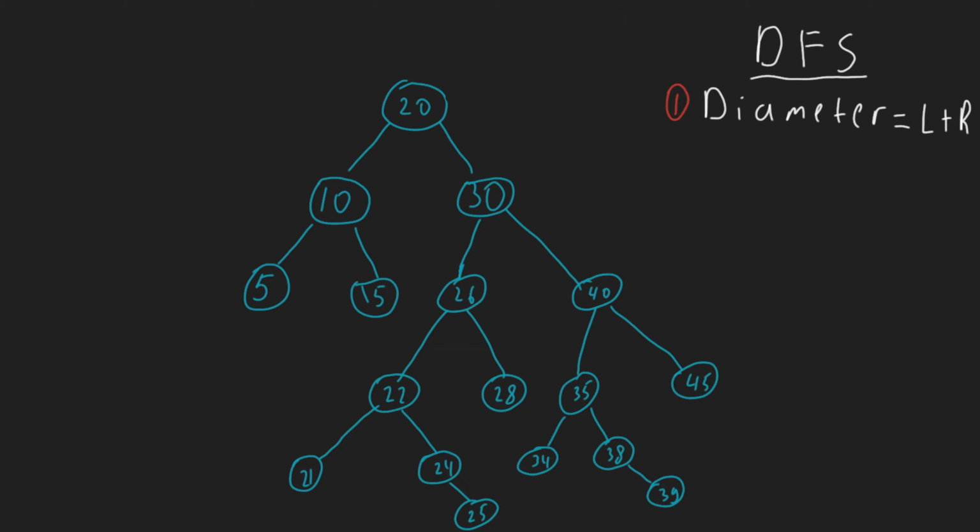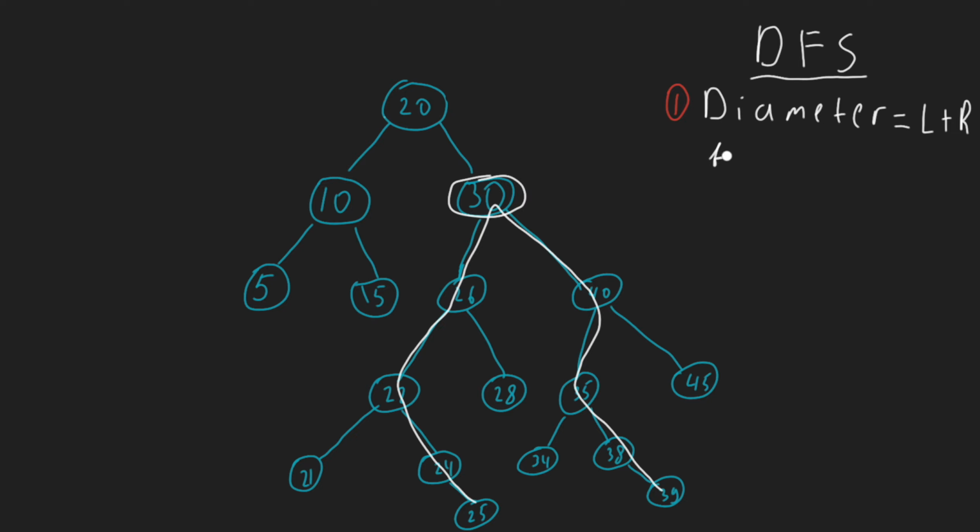Let's take another example. In this case, it's not enough just to calculate the length of a right subtree and the length of a left subtree and return the result, because in this case our diameter, our longest path between any two nodes, is not passing through our root, so it's passing through 30. So our longest path, in this case our diameter, is this one, which is not passing through our root. So what does that mean? It means that we need to calculate our diameter not just for our root but for every node.